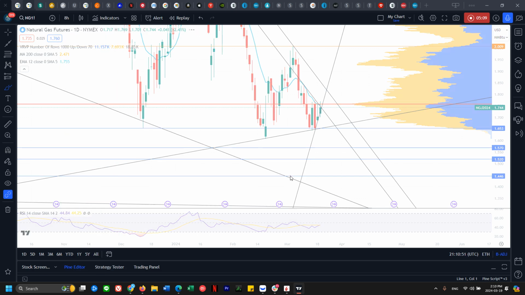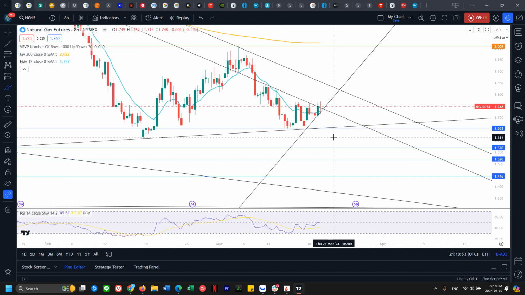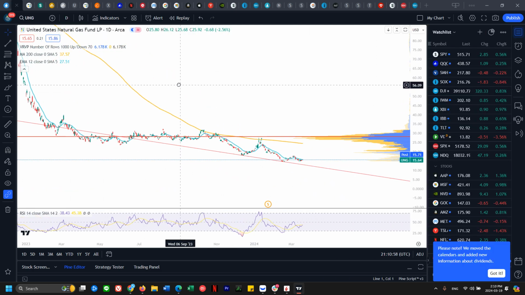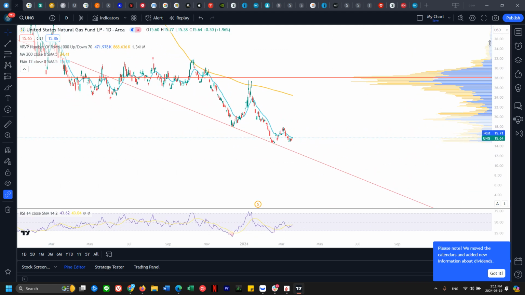Let's take a look at 8 hours, see if anything shows there. Nope, not very clear. All right, let's take a look at UNG. So UNG here is the tradable ticker for natural gas.